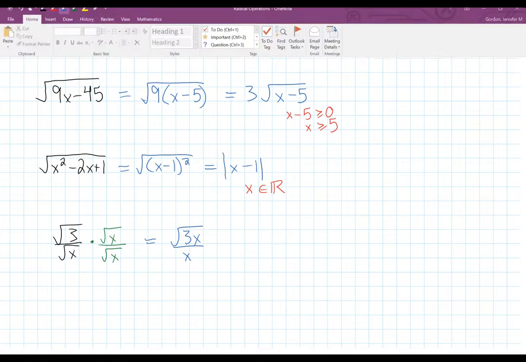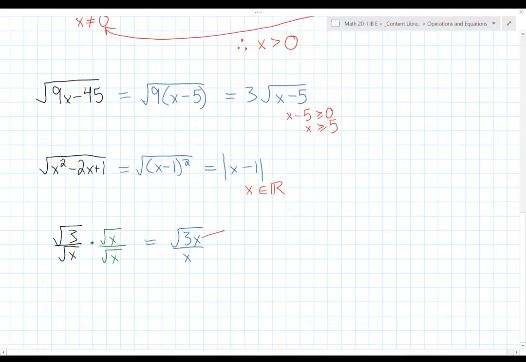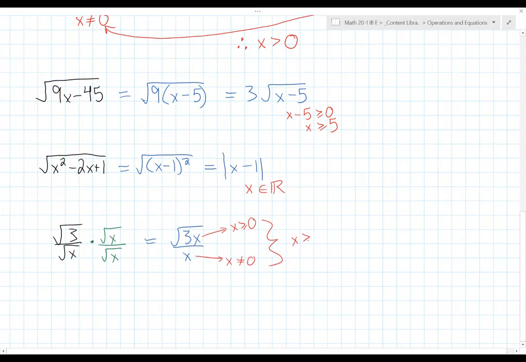My restrictions in this case come from two places. x has to be greater than or equal to 0, but also x cannot equal 0. So when I combine those, x is just greater than 0.